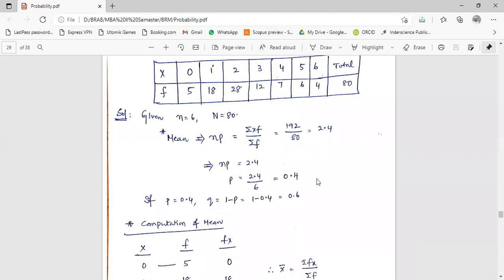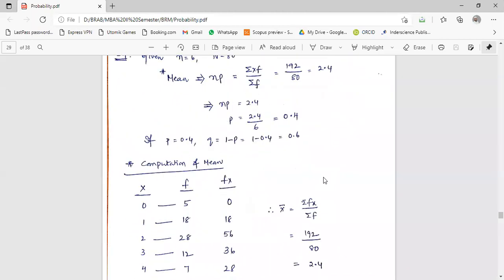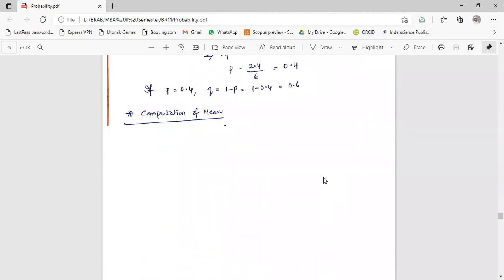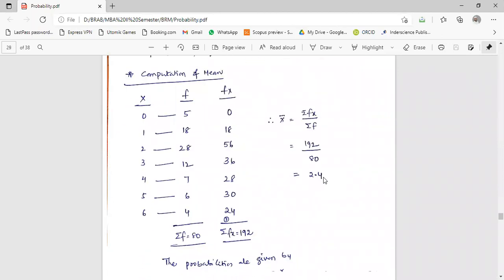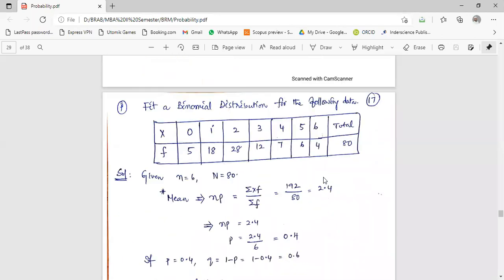What do we mean by p here? p means probability of success. So when the probability of success is 0.4, the probability of failure q is equal to 1 minus p, that is 1 minus 0.4, which is equal to 0.6. So you know the n value, you know the p value, you know the q value, and you know the r values also. r values are from 0 to 6.